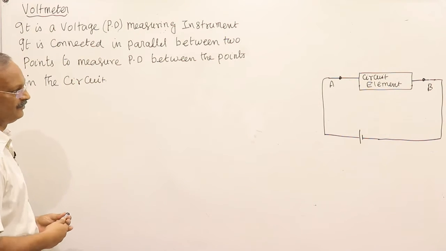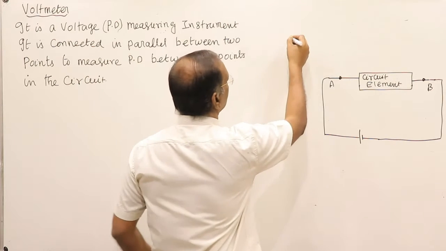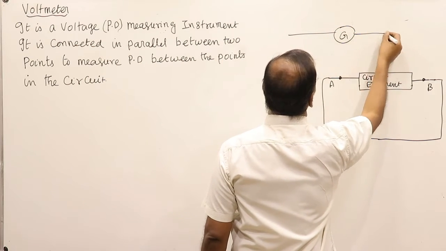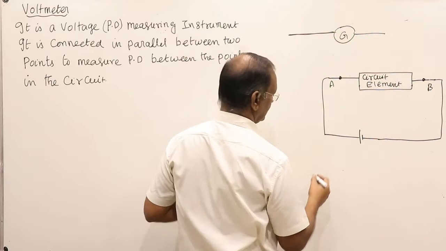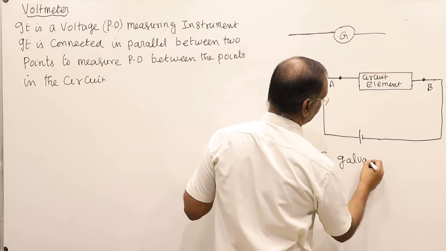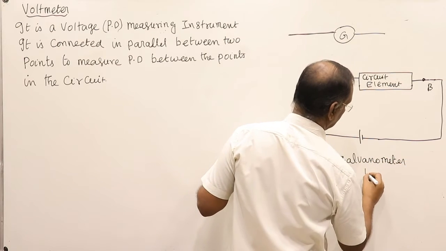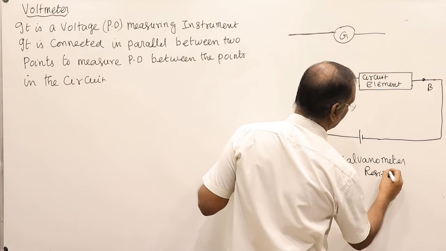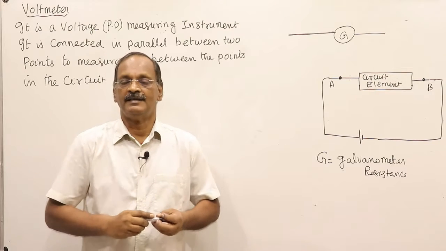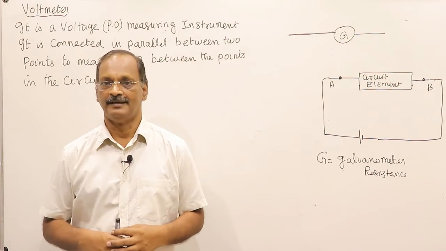First let us see how a galvanometer can be converted into a voltmeter. This is the galvanometer, with galvanometer resistance G. Why does a galvanometer have a resistance? Because the current is flowing through it. In a galvanometer there are coils through which the current is flowing, so the coil will have a resistance.